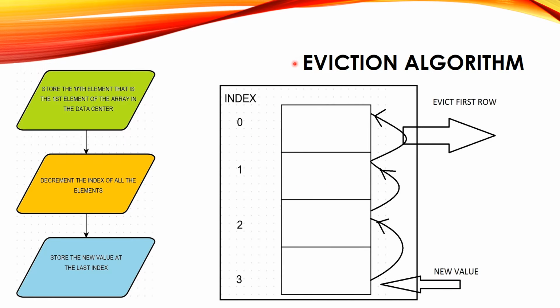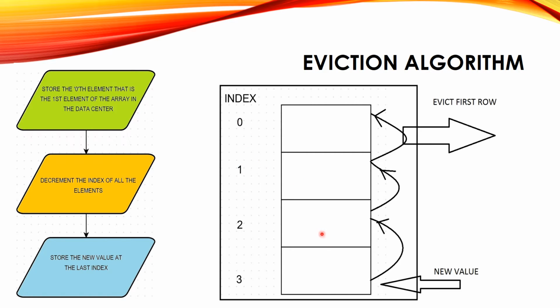Now let's see how the eviction works. In case of eviction, whenever the memory is full and new incoming data comes, we implement a first in first out eviction. That means the first element which is stored is always evicted. The element stored in the first row will be evicted and stored in the data center. After this, all the indexes will be decremented.